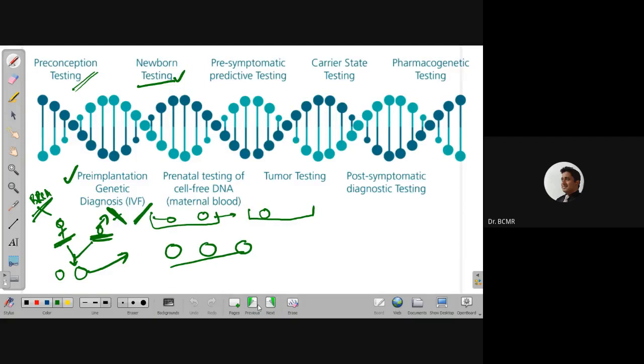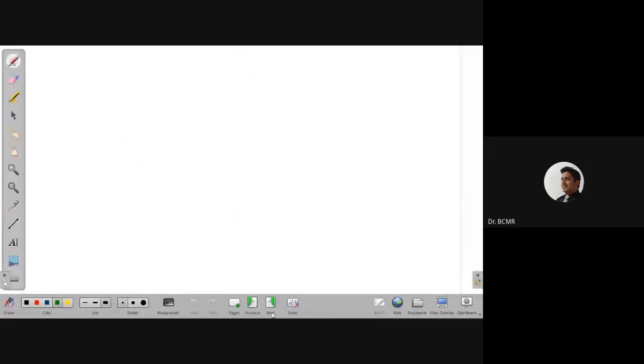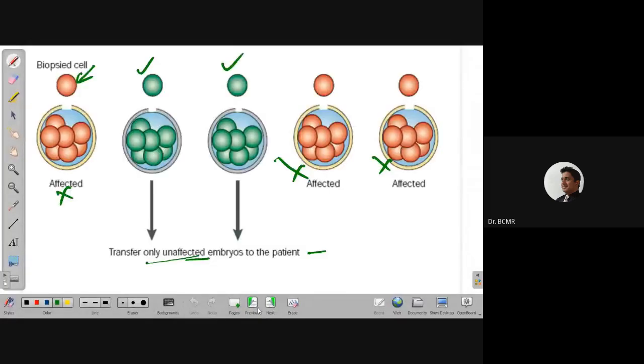Here we are eliminating all the bad ones, the affected ones, and allowing the complete term of the unaffected embryos. In the future, what we might have to do is this: for example, if both the parents are homozygous for BRCA, just in theory, then their child will certainly be homozygous for BRCA. Then the pre-implantation strategy is not going to work.